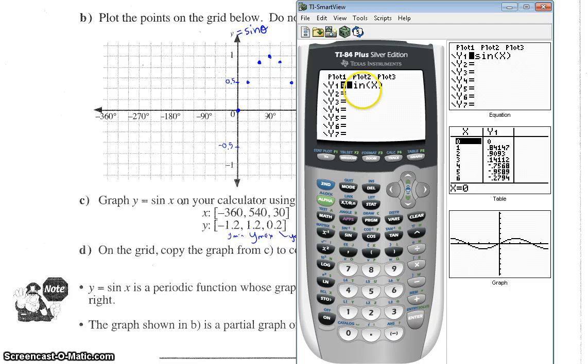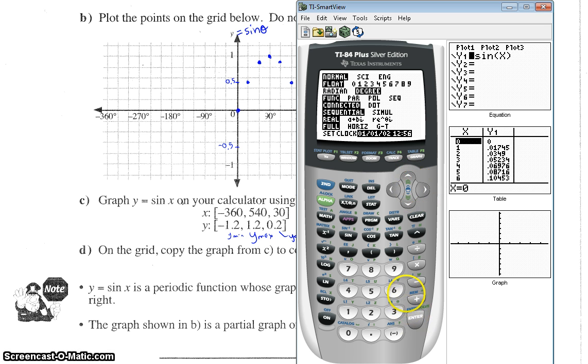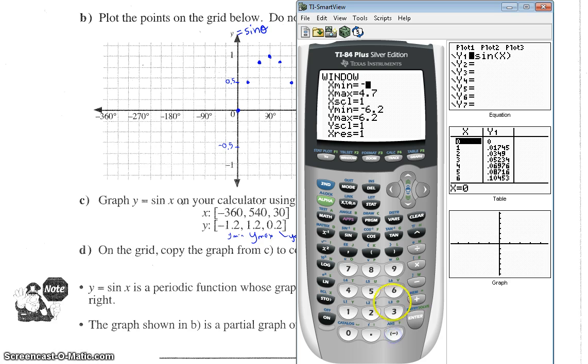Okay, so we should have y equals sine x entered in y1. Check your mode. Oh, looks like I'm in radian. We need to change that to degree. Oh, went one too far there. Let's go up. Okay, hit enter on degree. Let's go to window, and we're going to change our window settings to what they have listed there. Okay, 540 for x max, and for scale 30 degrees. Negative 1.2 for our y min, 1.2 for our y max, and the scale for y 0.2.